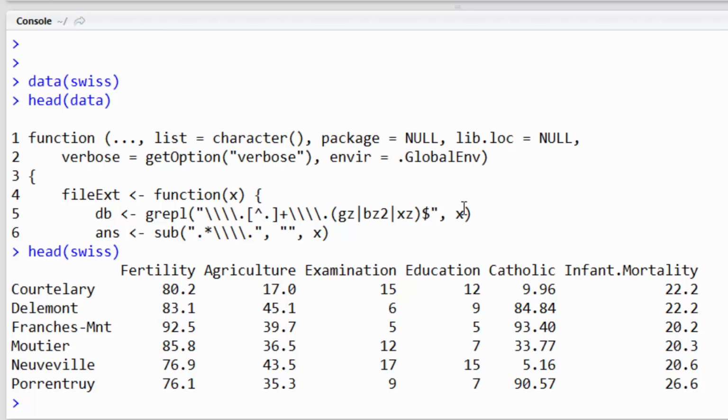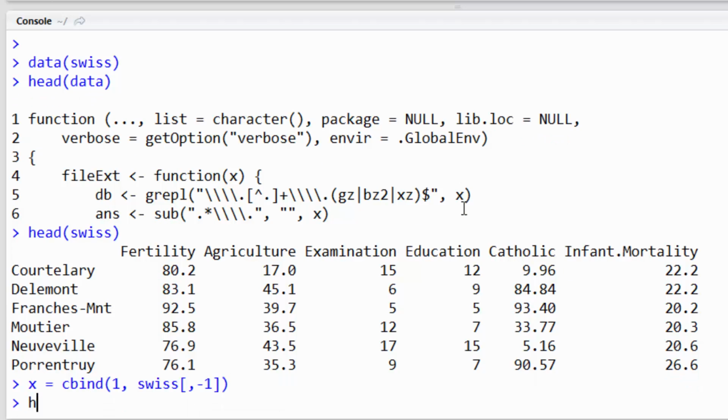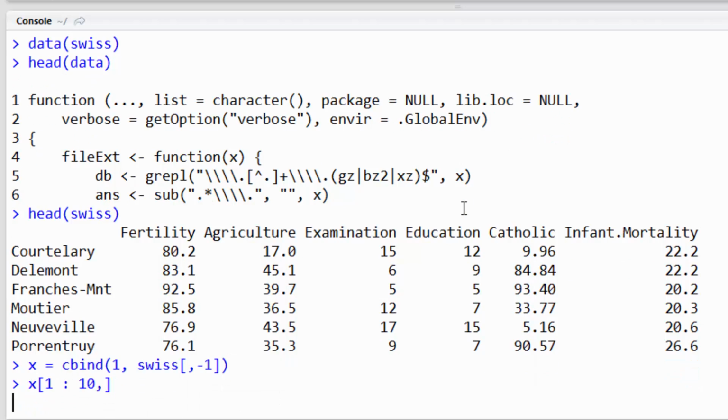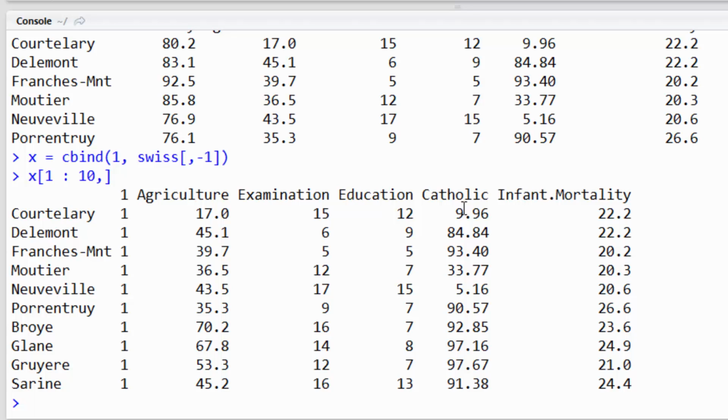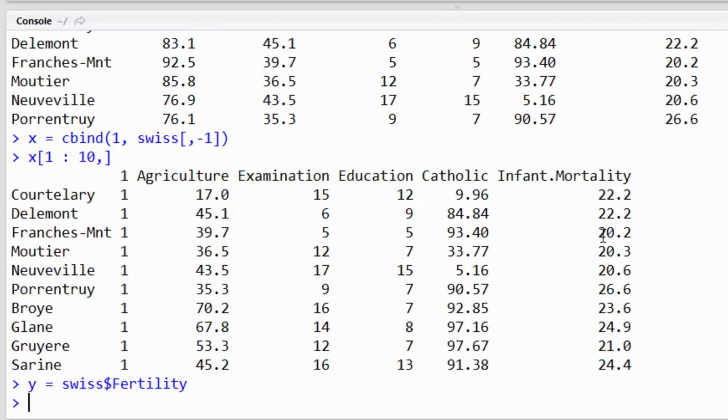an intercept. So let's create an X matrix that is the Swiss data set minus the first column. Okay, let's see, X, 1 to 10. Okay, there we go. So it now has an intercept, agriculture, examination, education, Catholic, and infant mortality. And let's set Y equal to Swiss fertility.